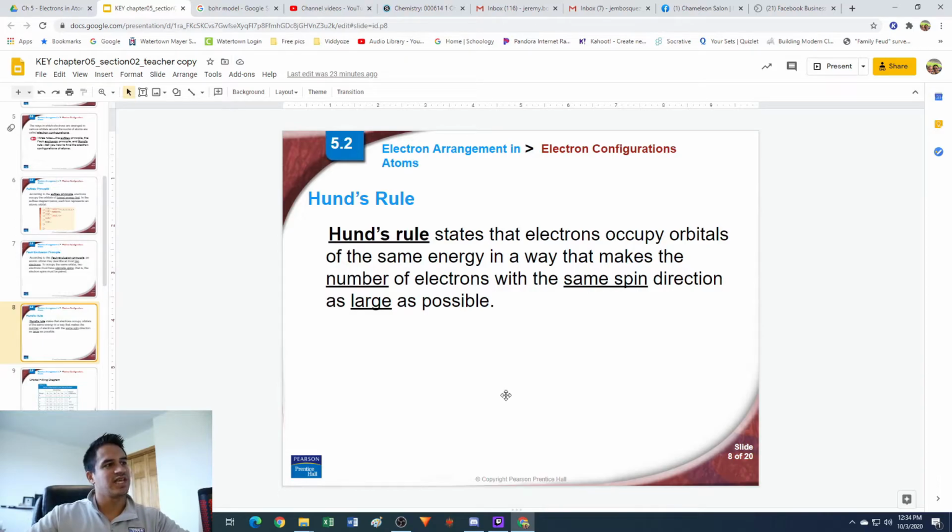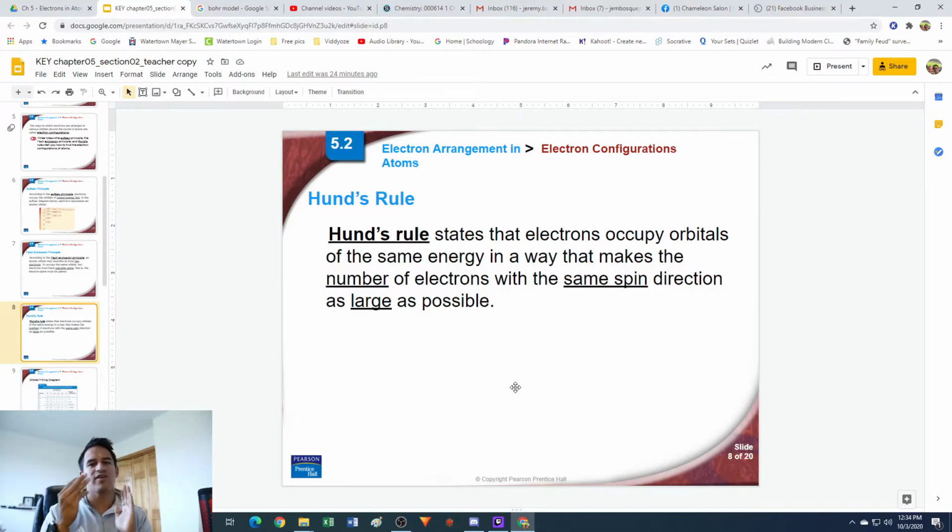So Hund's Rule states that electrons will occupy orbitals of the same energy in such a way that all of them will have the same exact spin to make spin as large as possible. Now, what the heck does this mean? So here's a better way of explaining Hund's Rule, okay? Hund's Rule basically says that when you start putting electrons in orbitals, you will first put 1 electron in every orbital that you can before you go and put a second one in the same orbital, okay?